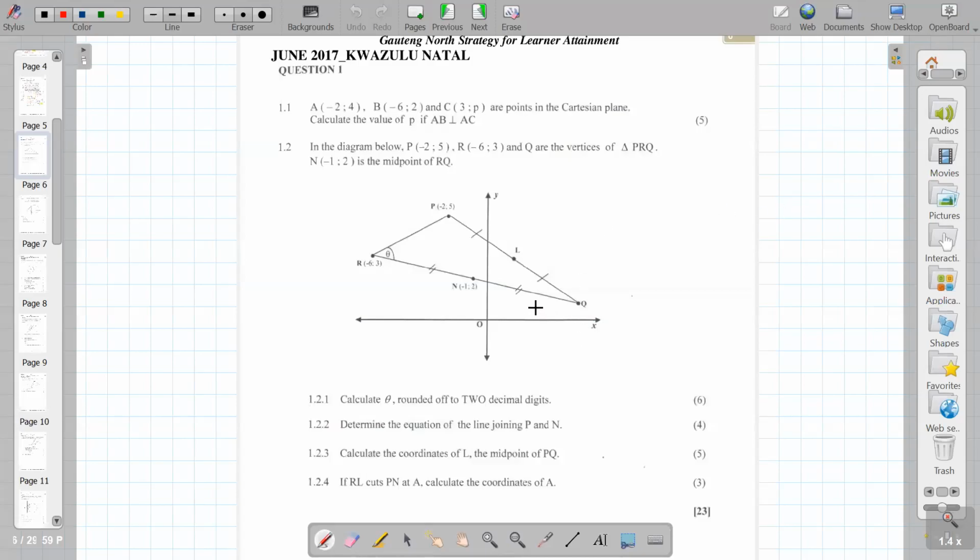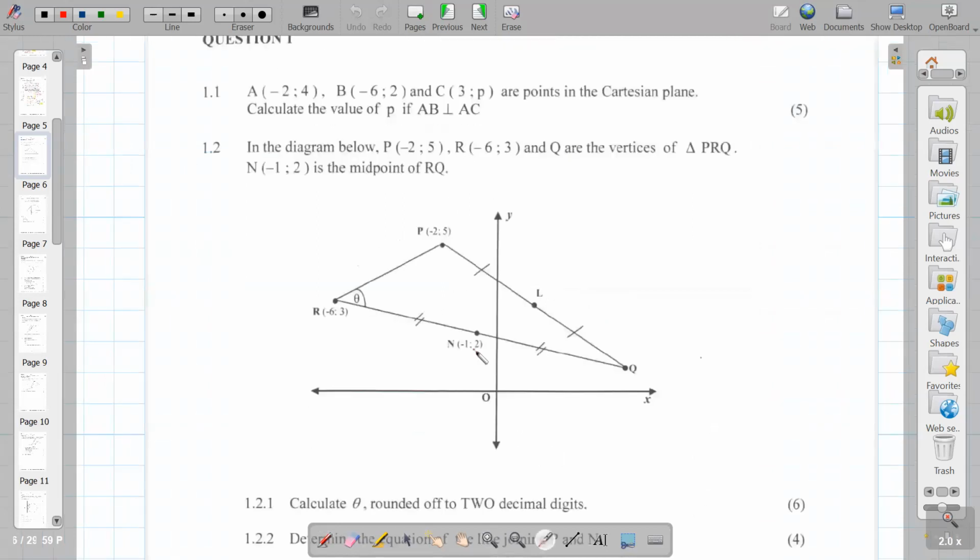Okay, now this is the second session of analytical geometry. We'll be having those questions. The first one: when two lines are perpendicular, the product of their gradients makes -1. So we will just find that unknown over there by writing equations. You can check through the memo.